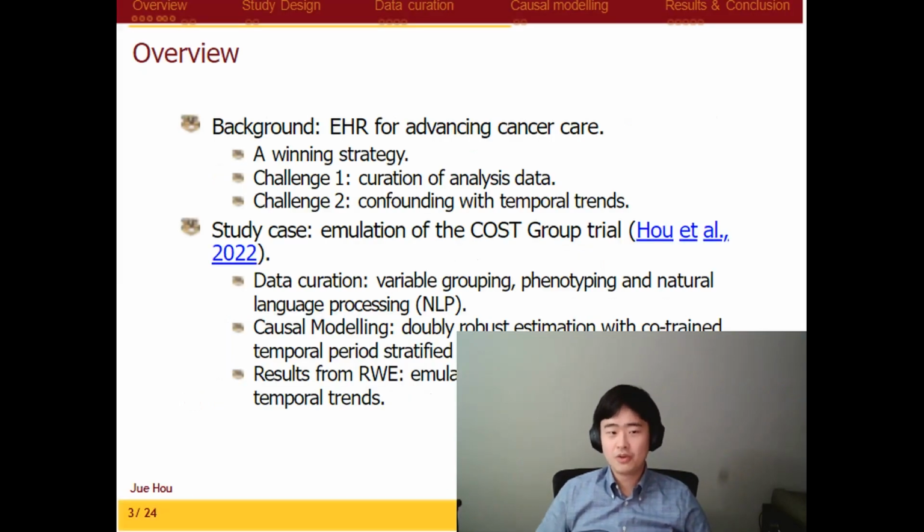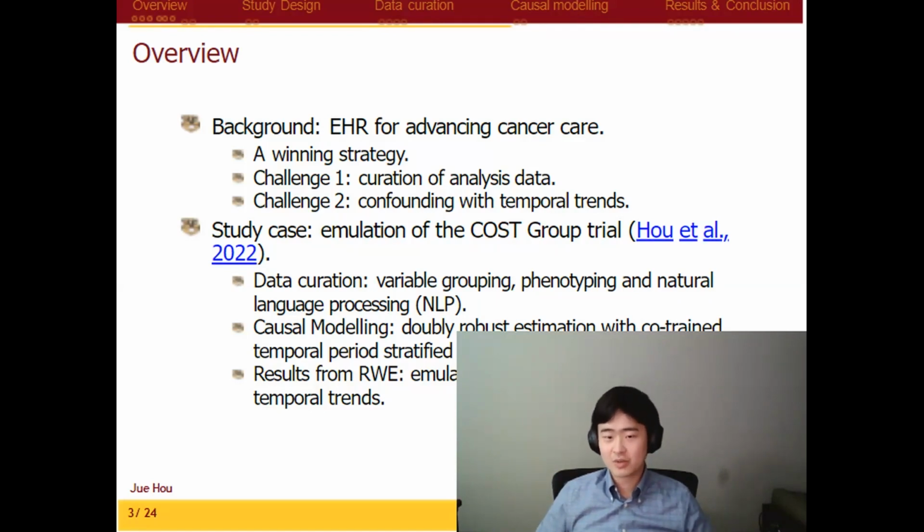So here is an overview of the talk today. First, I will briefly introduce the background: why EHR is useful for advancing cancer care. We start with a winning strategy of its benefit, and then point out two key challenges that we are about to resolve in the study. One is the curation of analysis data from EHR. The other is correcting for confounding, which I will define if you haven't heard of it, especially with temporal trends over time.